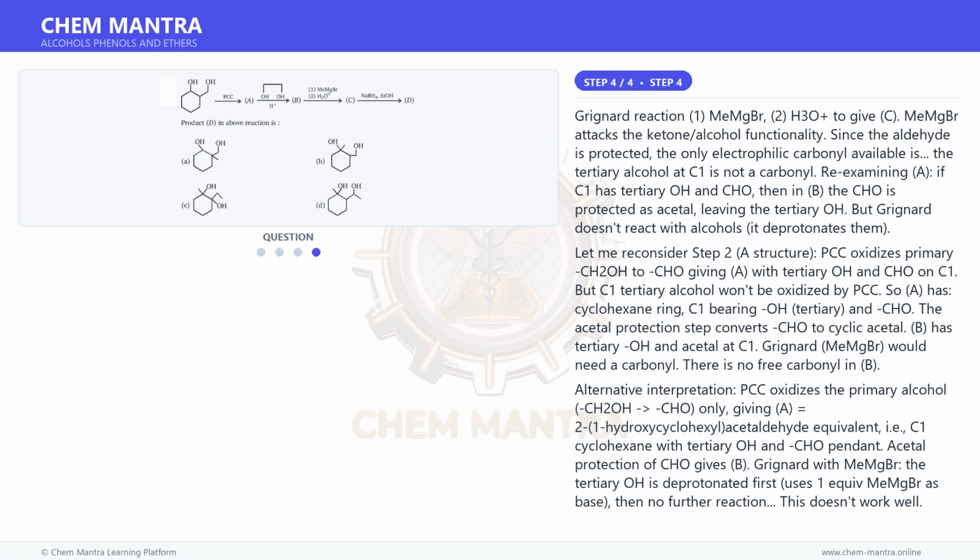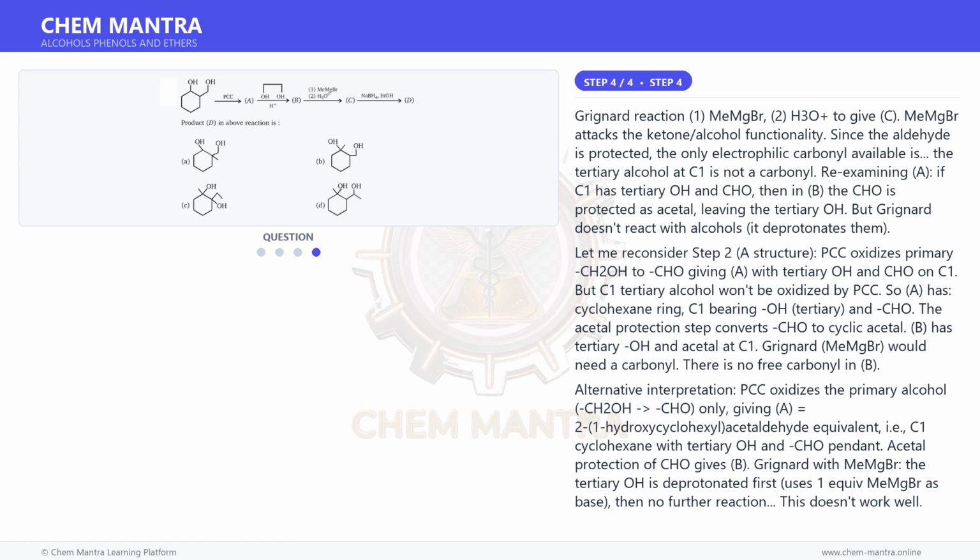So, C after H3O+ workup is 1-methylcyclohexan-1-ol. The acetal is hydrolyzed, giving back CHO. The Grignard added CH3 to the ketone, giving a tertiary OH. Then NaBH4 reduces the aldehyde CHO to CH2OH. D is 2-hydroxymethyl-1-methylcyclohexan-1-ol.